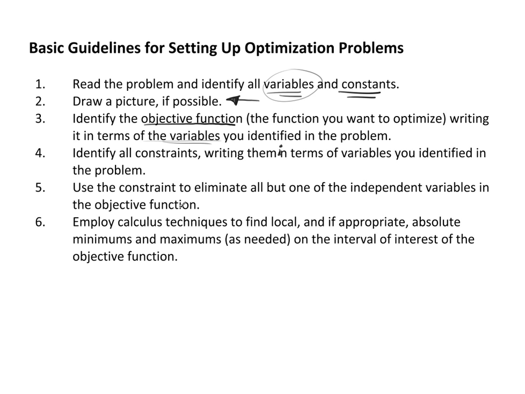Now I want to use a constraint or constraints to eliminate all but one of the independent variables. Typically I'm going to end up with 2 or more independent variables, and based on the constraints I should be able to eliminate all but one of them in the objective function. And then I'm going to simply use calculus techniques to find local, if appropriate, and absolute mins and maxes of the objective function on the interval that we're interested in. So to maximize or minimize these things, all I'm going to do is take the first derivative once I get this objective function written in terms of only one variable.